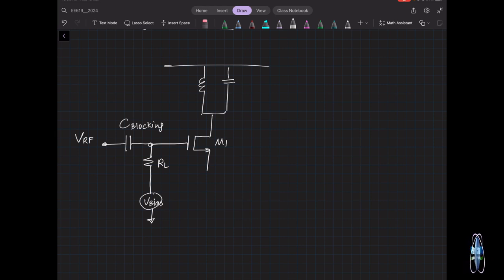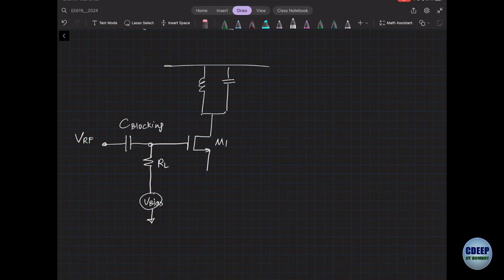And RL, the V bias will be connected to the gate and it will keep some bias current flowing in our transistor, agree? And from AC point of view, the capacitor looks like a short. And of course, RL is a large resistor, so there will not be any AC drop across that resistor, clear? Okay, so I'm just doing a first level of your circuit right now.